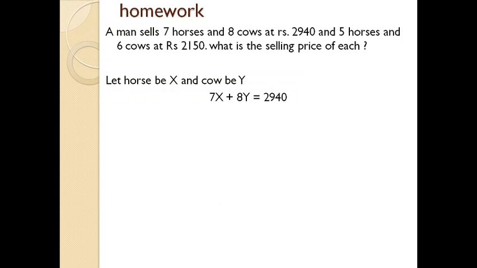In the first sentence, it said that the man sells 7 horses and 8 cows at rupees 2950. We have already assumed that the horse be x, then we will get 7x, and the cow be y. So the first sentence in equation form is 7x plus 8y equal to 2950. Likewise, you will get the second equation, 5x plus 6y equal to 2150. Just follow the linear equation method for this problem. I hope you guys will deal with that problem.